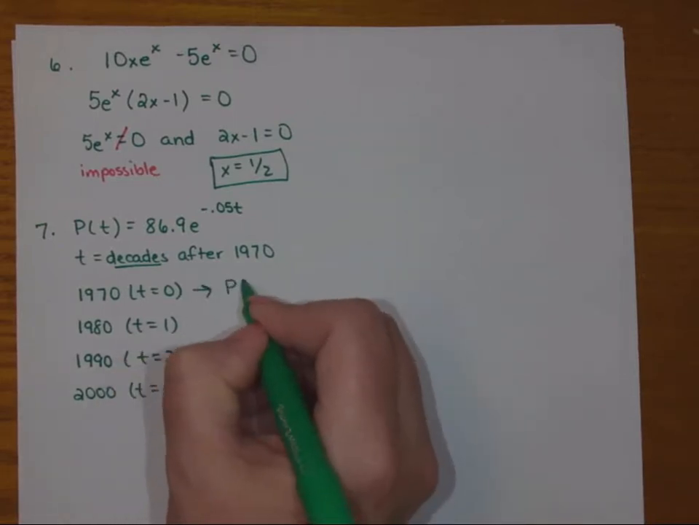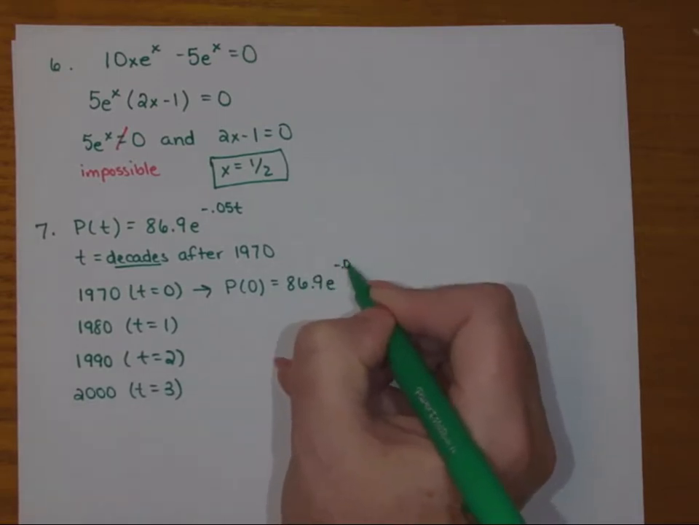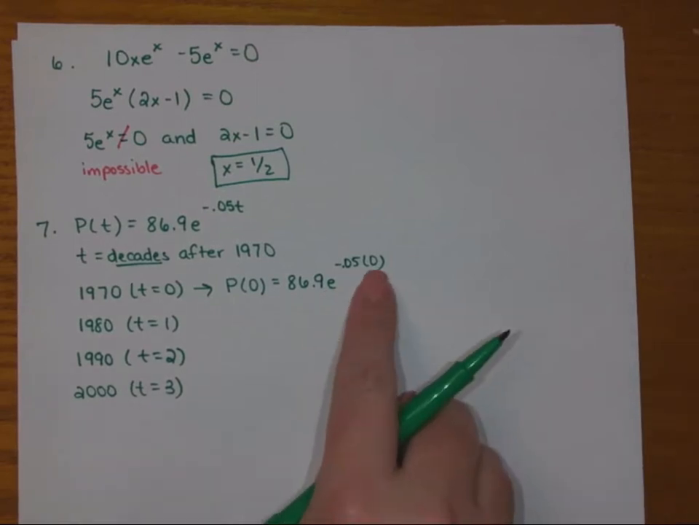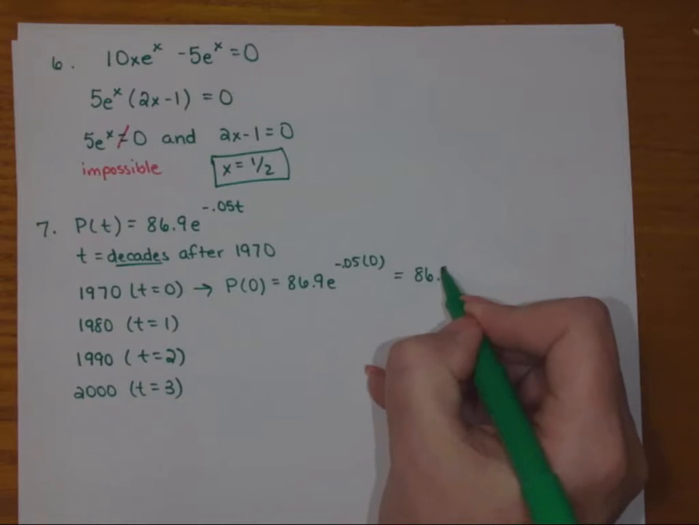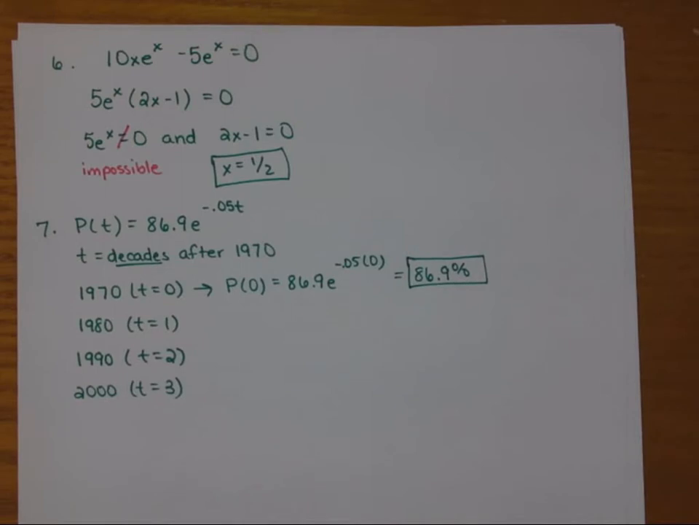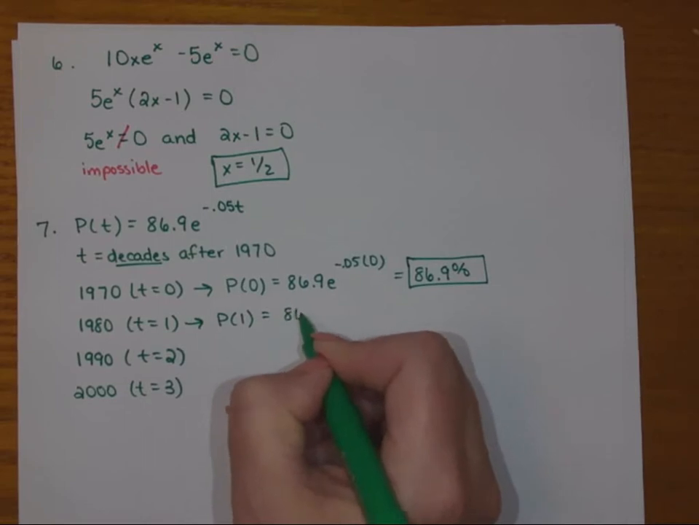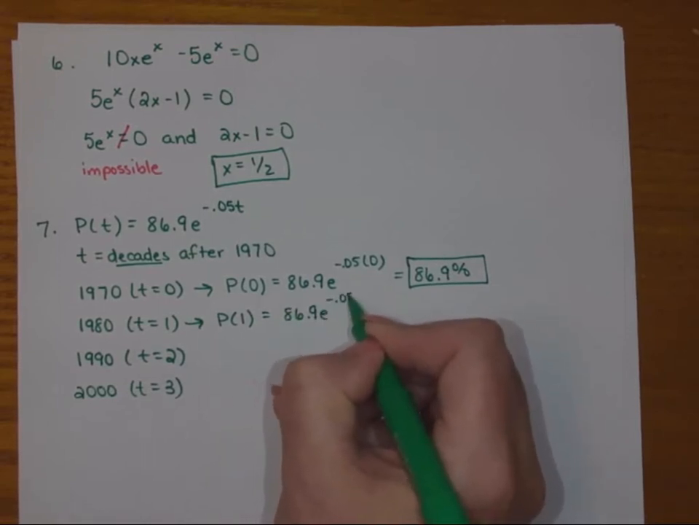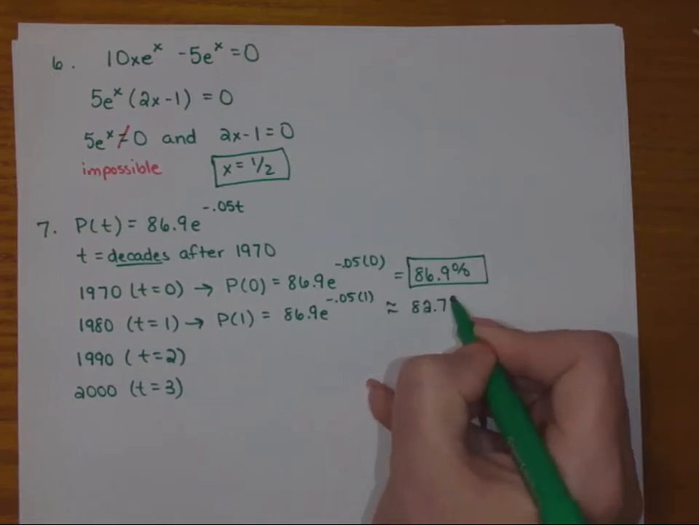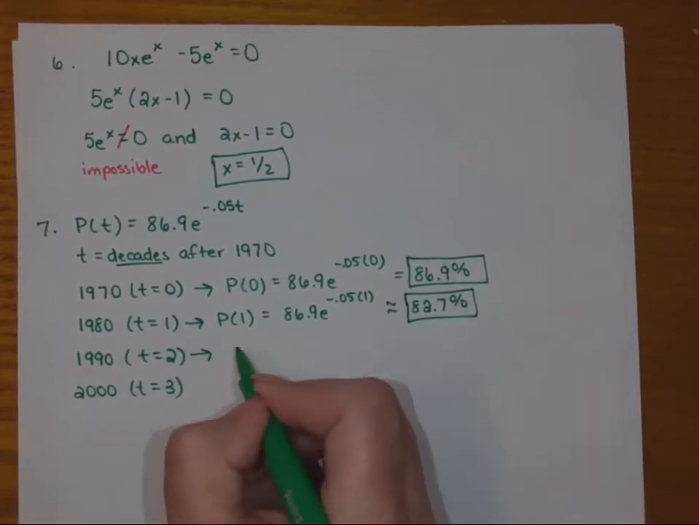So for this one, we'll find P of 0. Take the equation you have above and plug in 0 for T. By the way, e to the 0 power is just 1, so this comes out to be 86.9%. So in 1970, 86.9% of households included a married couple. So P of 1 is going to be 86.9 e to the negative 0.05 times 1 power, and this works out to be approximately 82.7%. So in 1980, that fell to 82.7.